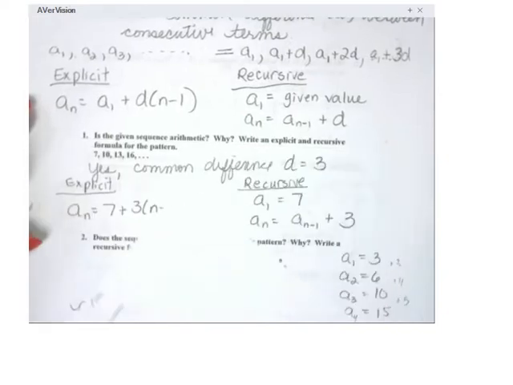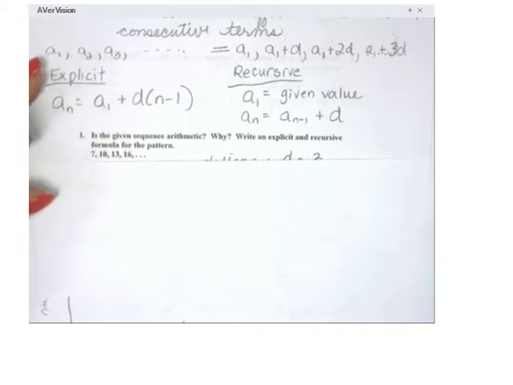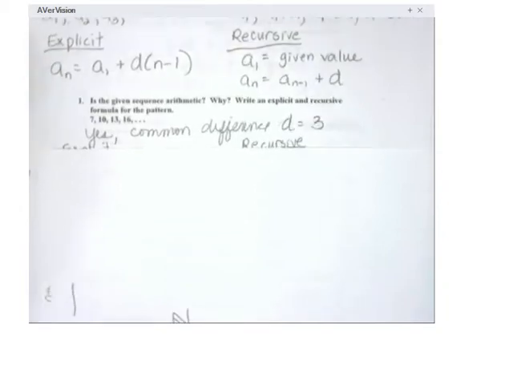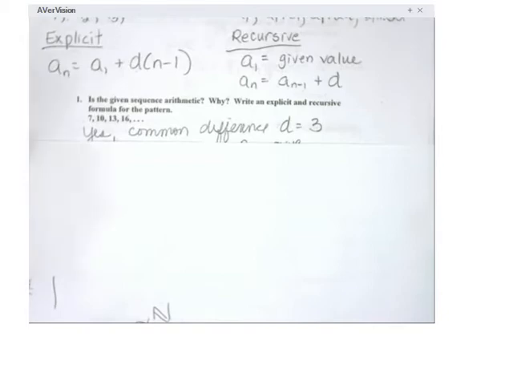Now, next question. If I look at this pattern, we can see that it appears as though I keep adding on 3, or the common difference between consecutive terms is 3. So yes, this is arithmetic. Now, you try to write what the recursive and explicit formulas are for this, and then I will move the paper. So you could stop the video, and then I'll show you what you should have.